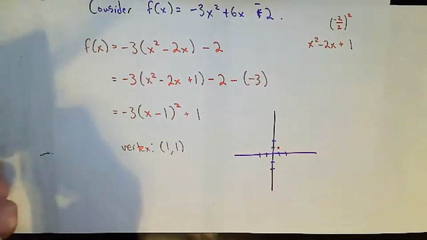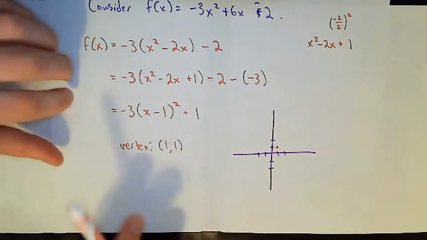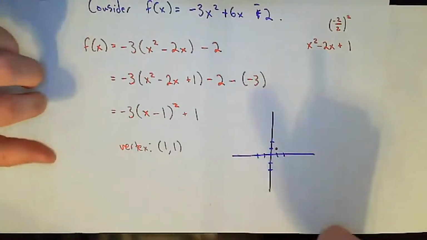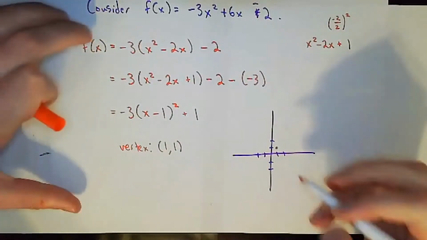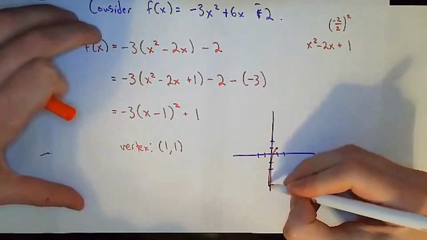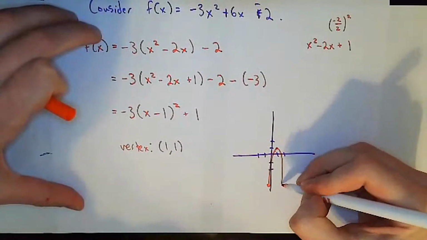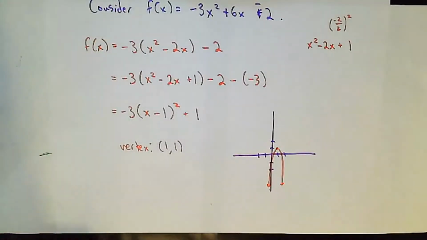1, comma 1. What else do I need to note? I need to note the leading term is negative, so I should have my parabola pointing down. And it's a 3, so it's been vertically stretched. So it should be fairly skinny, pointing down like that. Good.